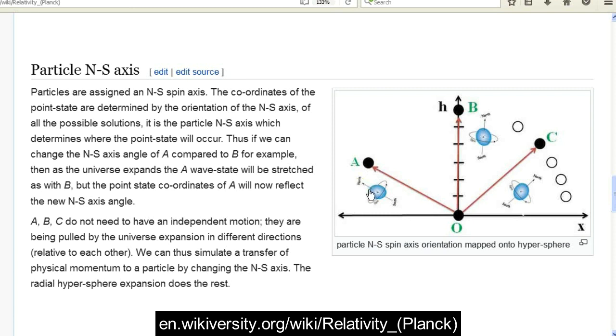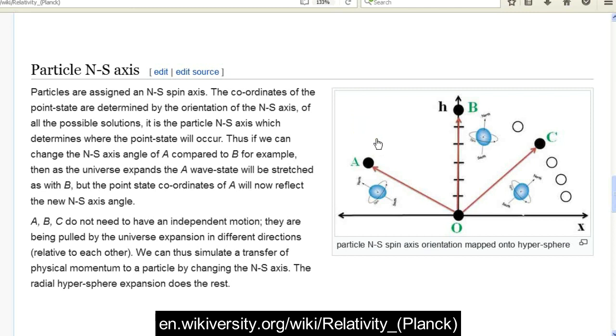And so this means that, for example, if I want to change the direction of A, the direction in which A is being pulled by the universe, I just add, for example, some momentum to the spin axis. The axis will change angle, and A will now be pulled in a different direction. So we can simulate a transfer of physical momentum to a particle simply by changing the north-south axis. The radial hypersphere expansion does the rest.